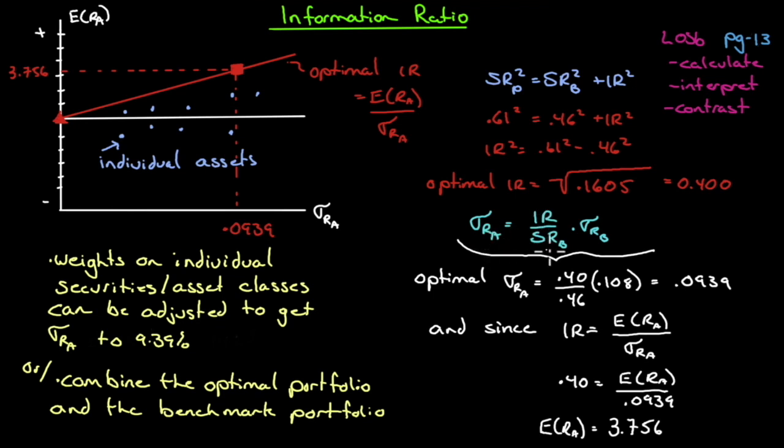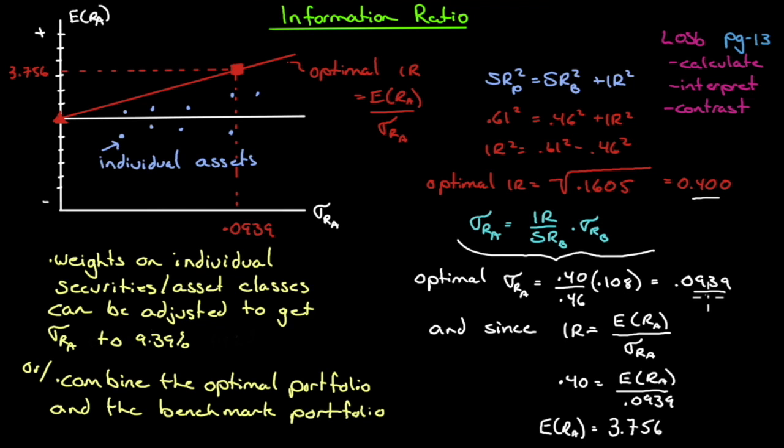It is IR over the Sharpe ratio of the benchmark times the standard deviation of the returns on the benchmark. So let's just put it in, 0.4. We've already figured out what the optimal IR needs to be. Divided by 0.46 times 0.108 is 0.0939. So the optimal amount of risk is 0.0939.